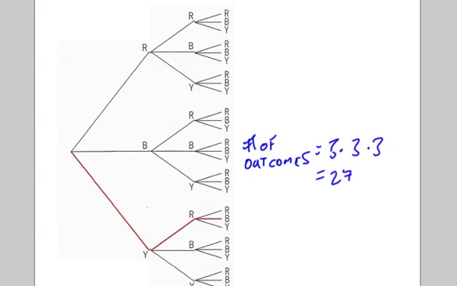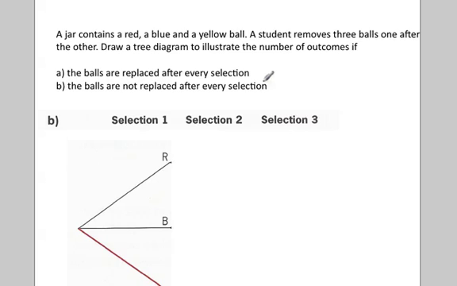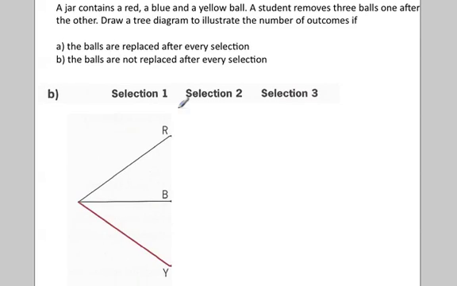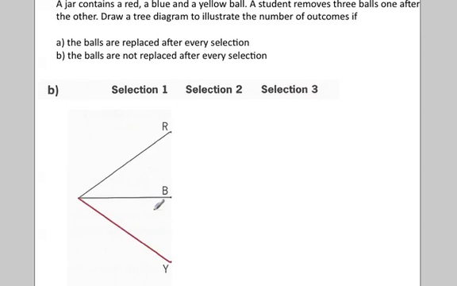Now, the second example, we wanted to know if the balls are not replaced after every selection, how many possible outcomes there are. Well, if we select red on our first, then if there is no replacement, then we can't select red on our second. So we only have 2 possibilities, and that's if we're going to select blue or yellow. So we can have blue or yellow.